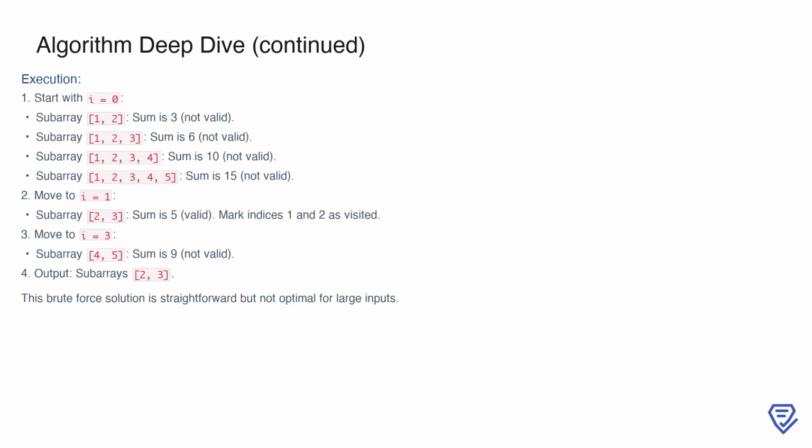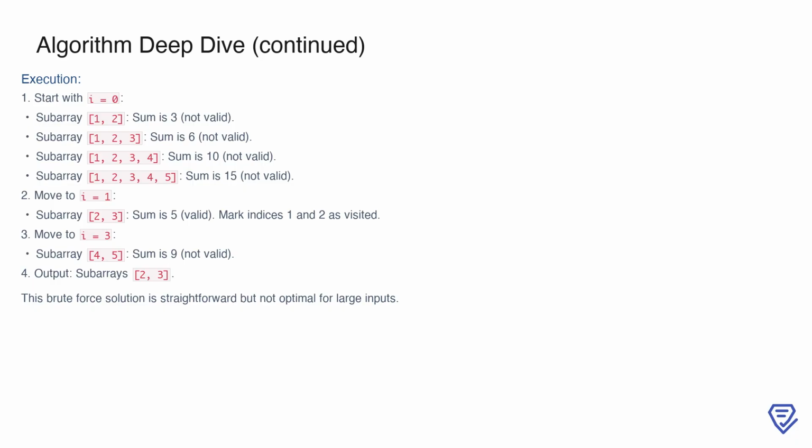To illustrate the brute force approach, let's walk through an example. Given nums equals 1, 2, 3, 4, 5, and target equals 5, we begin by examining subarrays starting at index 0. Subarrays like [1], [1, 2], [1, 2, 3], and so on are evaluated, but their sums do not match the target. Moving to index 1, the subarray [2, 3] sums to 5 and is marked as valid.